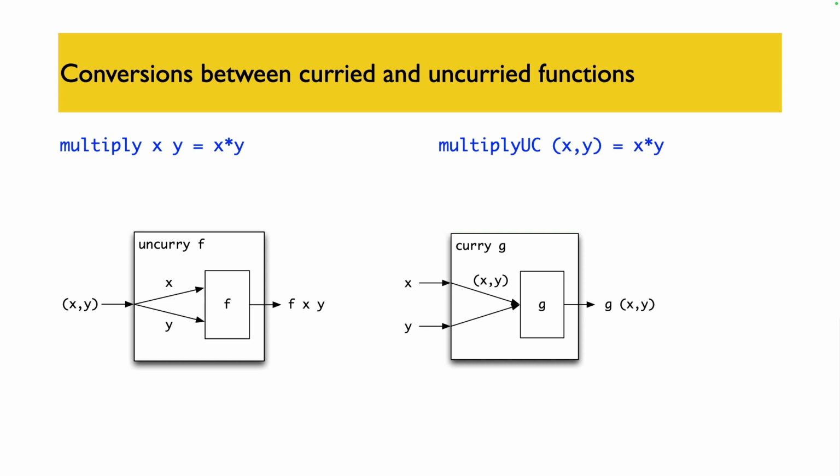And in a similar way, if we want to turn an uncurried function into a curried one, we have to take the 2 arguments separately and combine them into a pair before we apply the function. And I leave it as an exercise for you to define those functions uncurry and curry. And you can use partial application there to make the definitions more straightforward. You can use lambdas if you wish, but you can also use partial application.